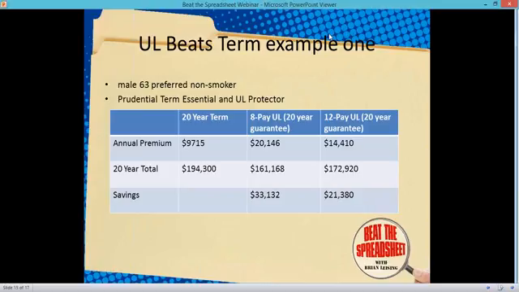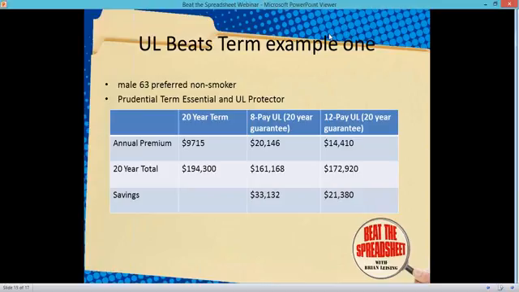Well, what if instead of a term, we looked at a universal life? In this case, we're going to guarantee the product not for a lifetime, but for 20 years. So that's going to match our 20-year term. We're going to pay it over 8 years only. So we're assuming our client has the money to do this. Client's going to end up paying just over 20 grand a year. At the end of year 20, the client has only paid in $161,000. We've saved them $33,000 along the way.